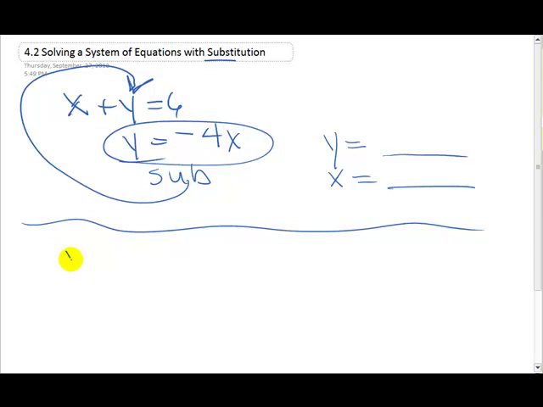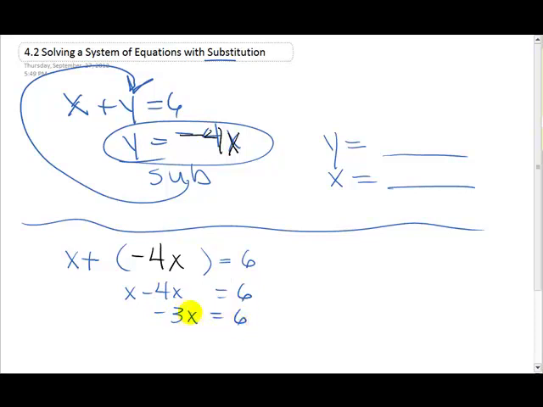So we'll have x plus y equals 6. And our substitute is negative 4x, and that's what we will put here. So we've got x minus 4x equals 6, negative 3x equals 6. x is going to equal negative 2.